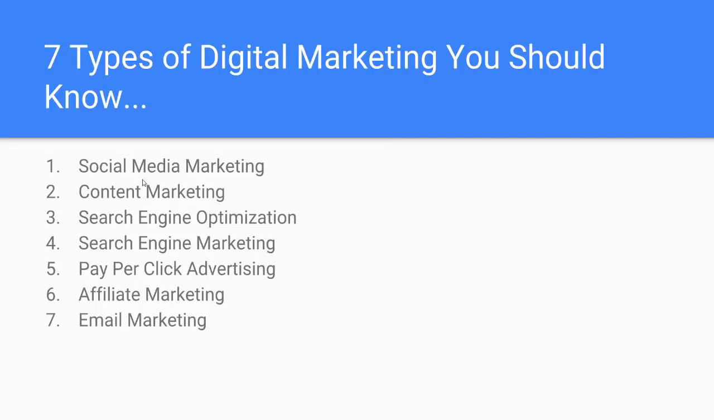So these are just the 7 types of digital marketing that I believe you should know, and just things that you can study and implement in your own digital marketing journey. The first being social media marketing. Second is content marketing. Third is search engine optimization. The fourth is search engine marketing. The fifth is pay-per-click advertising. The sixth is affiliate marketing. And the seventh is email marketing.